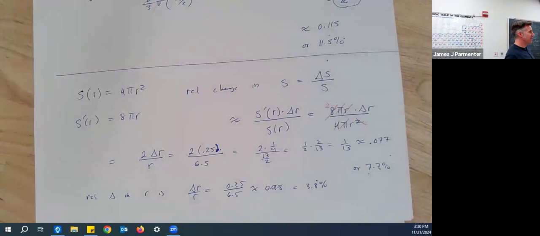And then if you did something silly like change the surface area by so much and ask how the volume changed, you'd have to multiply by 3 halves. Because it's a 3 halves multiplicative factor from dimension 2 to dimension 3. It does totally work. It's just kind of weird. All right, that's all I got.